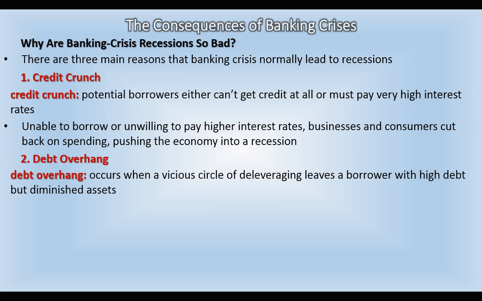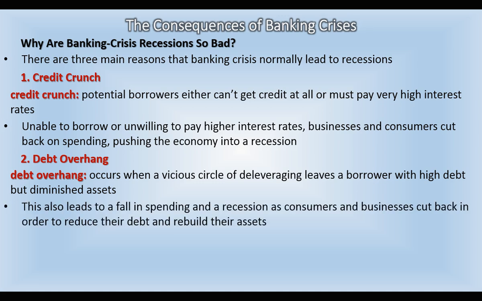So anyone that borrows and has those kind of liabilities, if you think about the T account, their assets wind up dropping in value, but their loans wind up remaining in value, and therefore they have that debt overhang that then doesn't allow them to be able to engage in investment and consumer spending, which is what we need to obviously get out of a recession. So this also leads to a fall in spending and a recession as consumers and businesses cut back in order to reduce their debt and rebuild their assets.